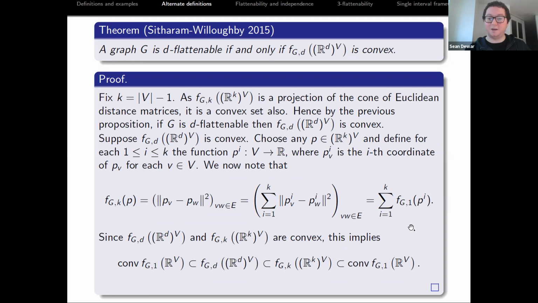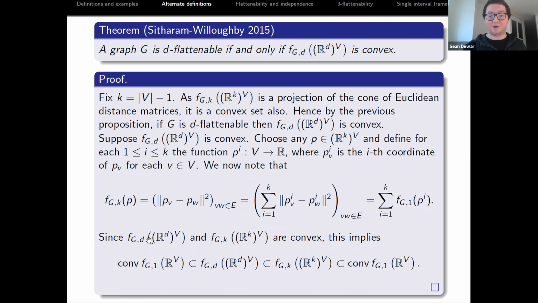So this is all the, if you think of pi, so the ith coordinate map, you can think of that as a one-dimensional realization. And what we're saying is that the edge lengths of the one-dimensional realizations added together will give this. Okay, so this means that this is the linear sum of some one-dimensional realizations. It's a bit odd, but yeah.